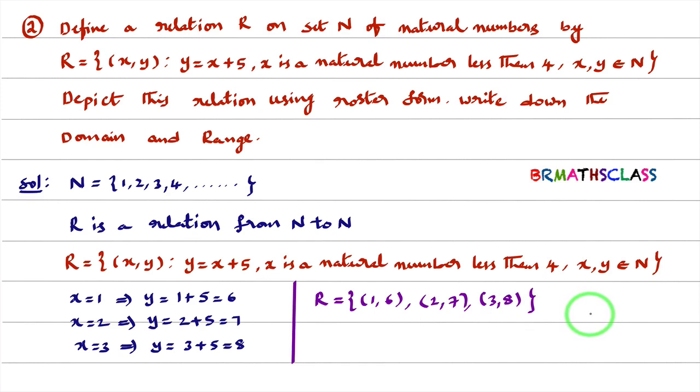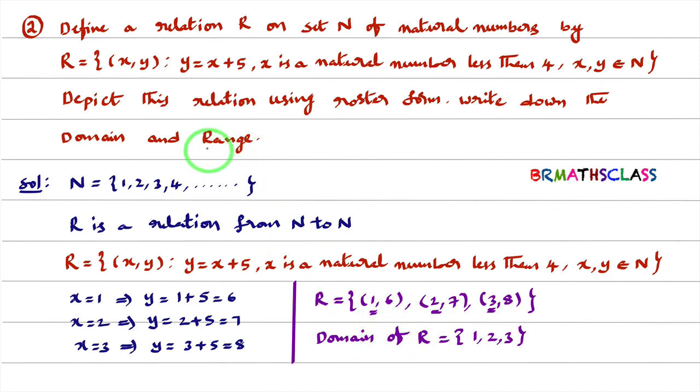Now it is very easy to write its domain and range. Okay, domain of this relation. What is the domain of the relation? We know that the set of all first elements of ordered pairs is known as the domain of the relation. Here, what are the first elements? 1, 2, 3, right? So this is the domain of this relation.